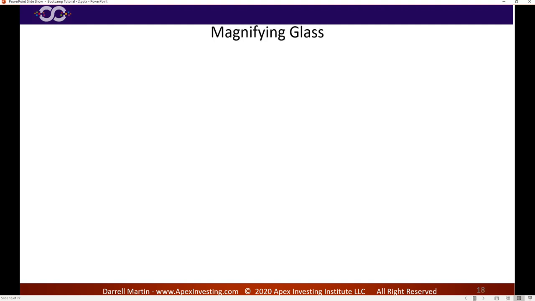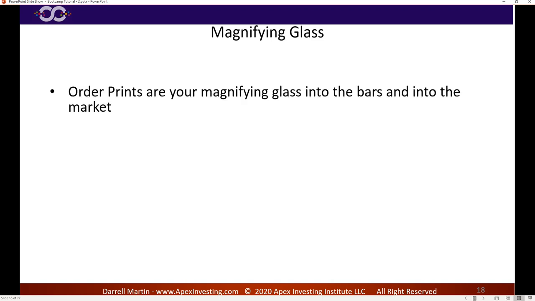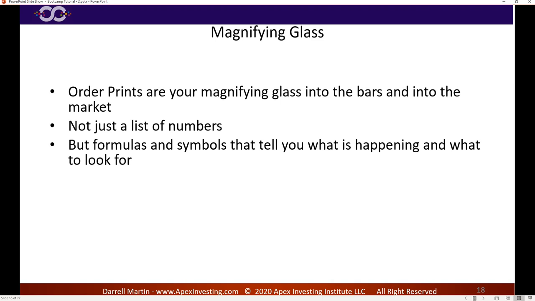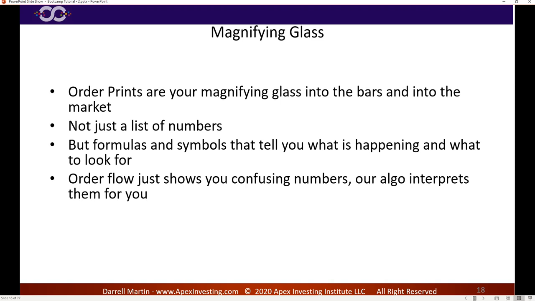So we're going to jump right into order prints here. And I always call it the magnifying glass. Order prints are your magnifying glass into the bars and into the market. It's not just a list of numbers, but we have formulas and symbols that tell us what's happening behind the scenes and what to look for. Regular order flow is just a bunch of confusing numbers. We put algorithms in it to help interpret it for you, and I'm going to show you what I mean by that. But order prints is the true Apex edge.